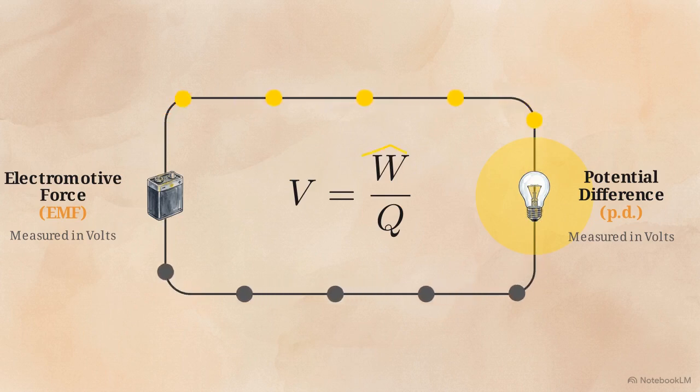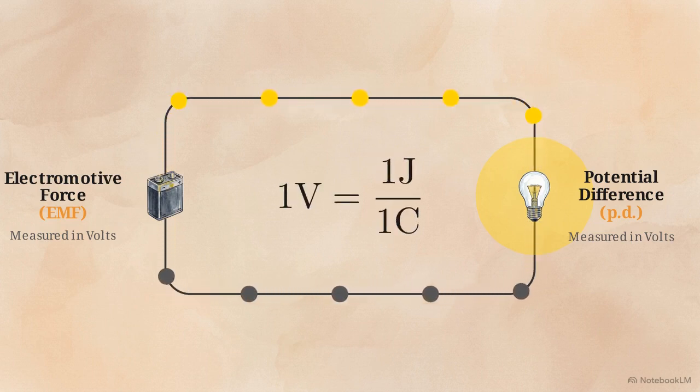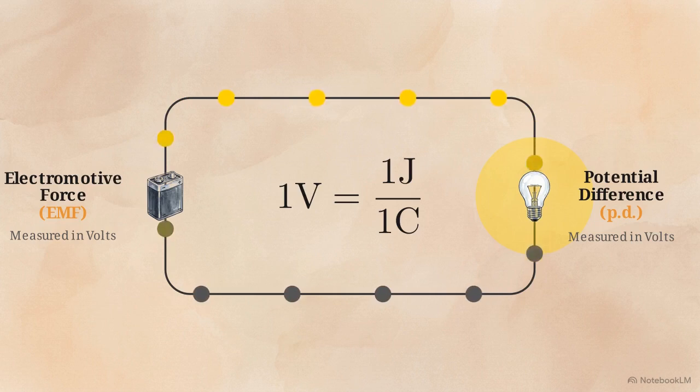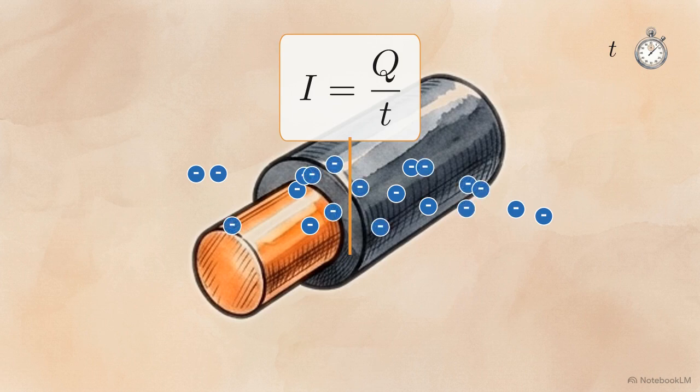Mathematically, voltage is simply the amount of work done, or energy transferred, divided by the charge passing through. 1 volt equals 1 joule of energy per coulomb of charge. The speed of this delivery system is the current. It measures the exact amount of charge passing a single point in the wire every second. If you have a high rate of charge flowing over time, you have a high current.